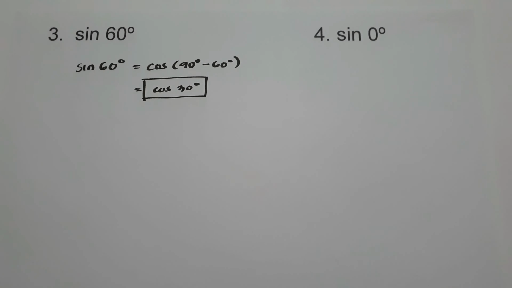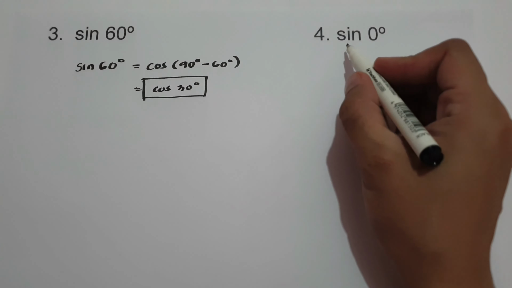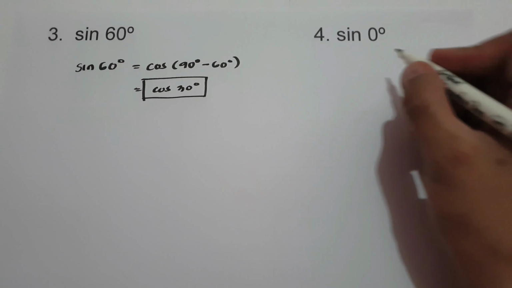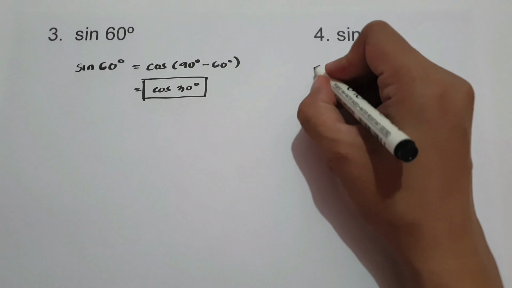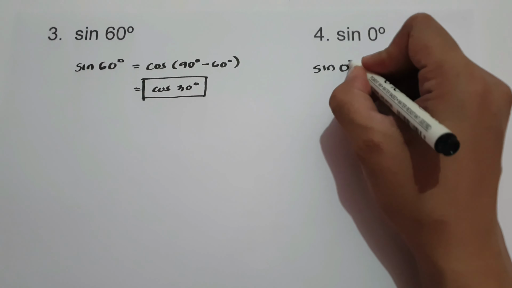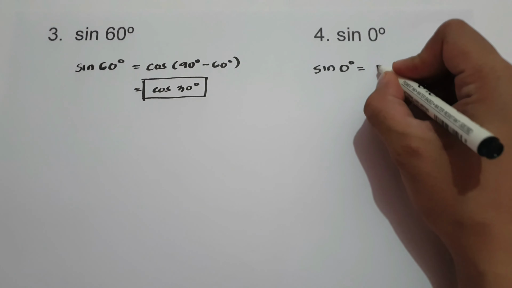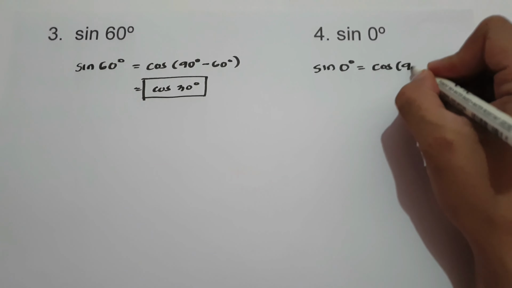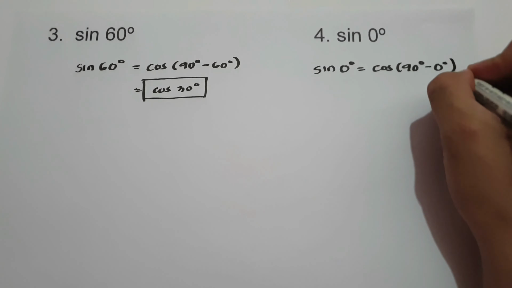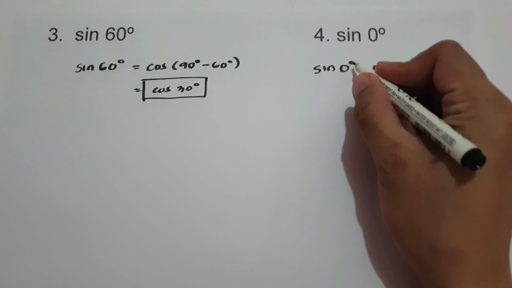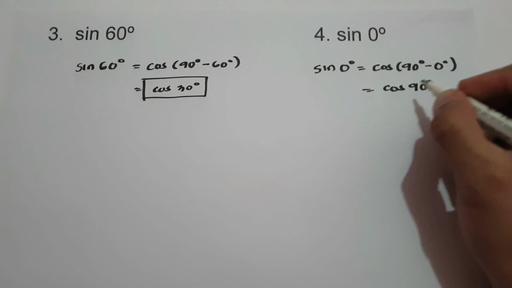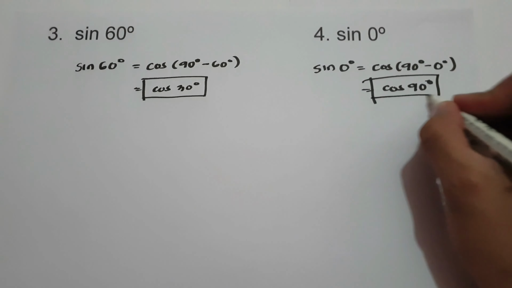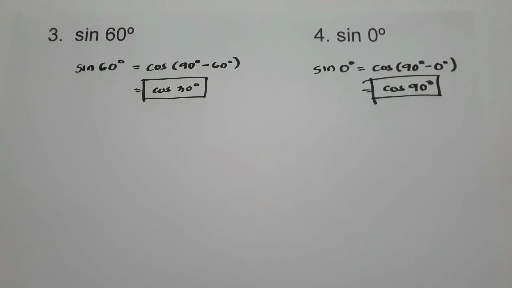How about number 4? We have sine 0 degrees. The cofunction of sine is cosine. So if we have sine 0 degrees, that is cosine of 90 degrees minus 0 degrees. And sine 0 degrees is equal to cosine 90 degrees. And this will be the cofunction of sine 0 degrees.